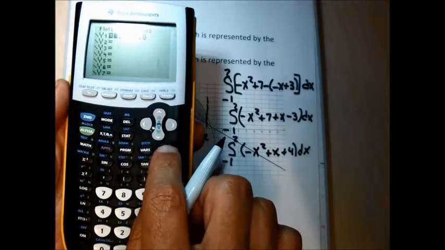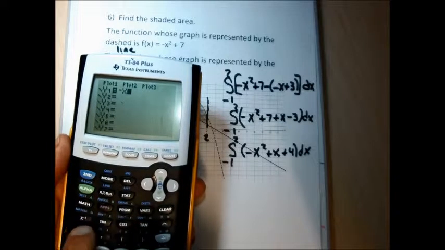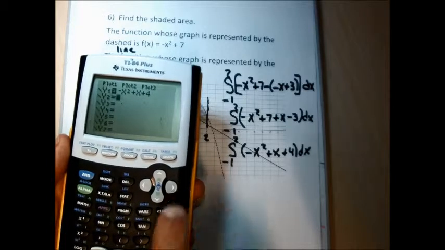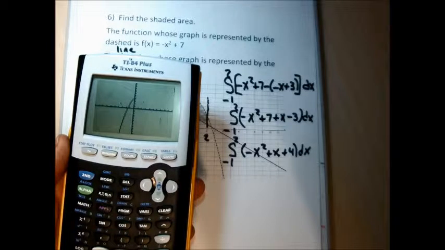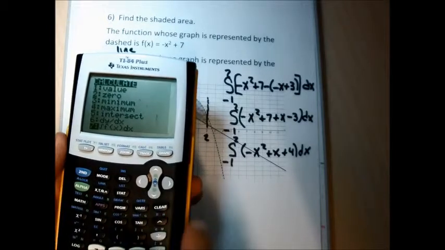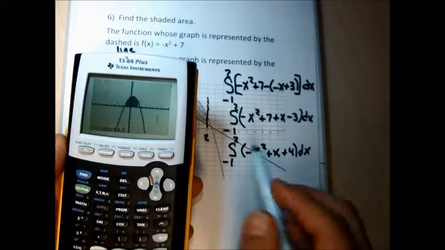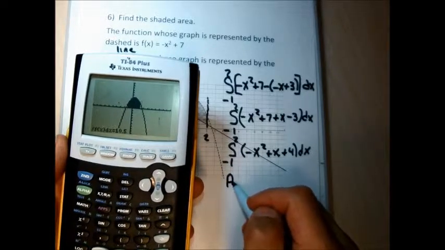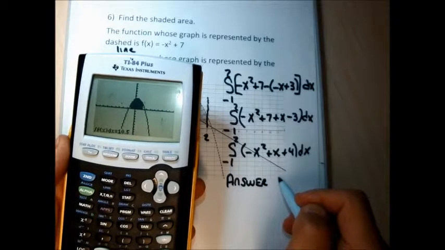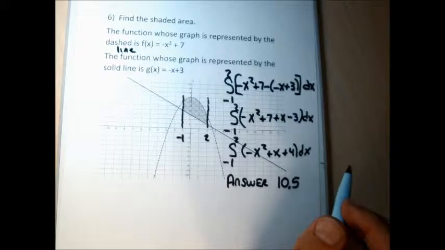I'm going to graph that and do it on my calculator. So y equals, clear, negative x squared plus x plus 4, graph it, second calc 7, lower limit negative 1, upper limit 2. My answer, the shaded area that's given in the original problem, has an area of 10.5 square units.